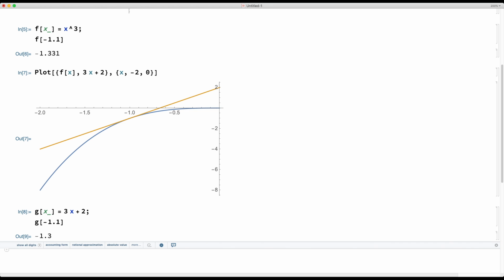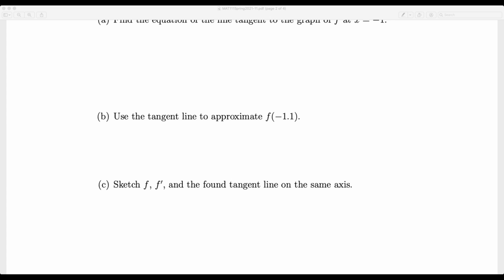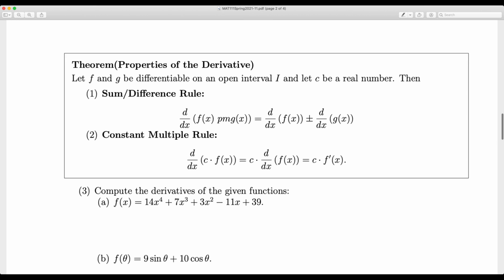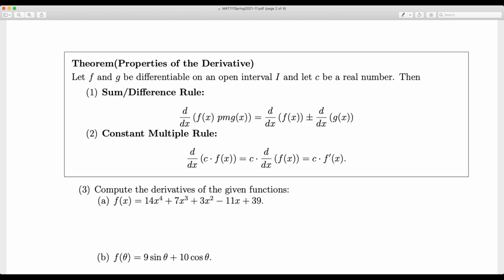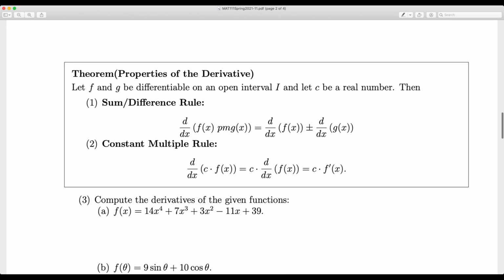So let's go back to the sheet. Okay, so we sketched everything. Okay, so, oops, there's a typo there. So, a couple of rules. So far the functions we've dealt with for computing the derivatives were all relatively simple individual things.